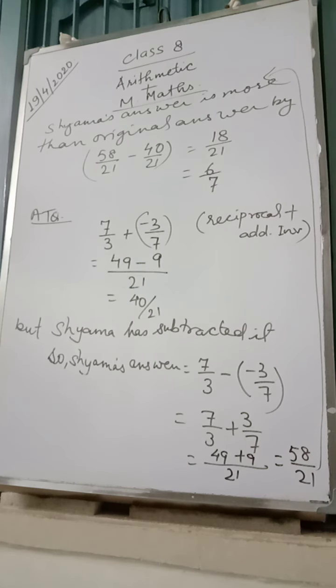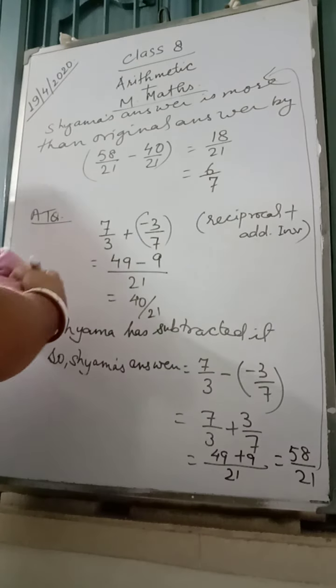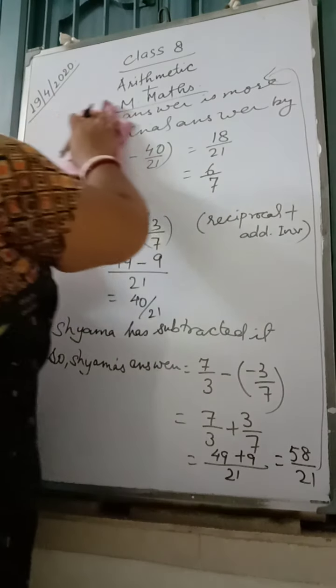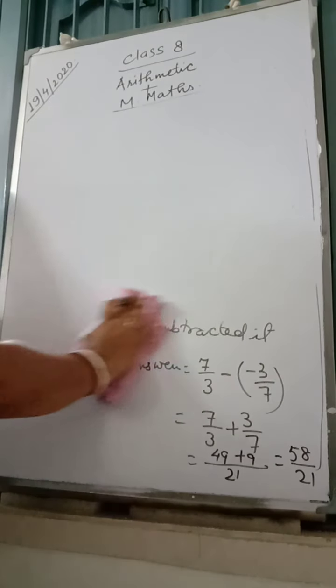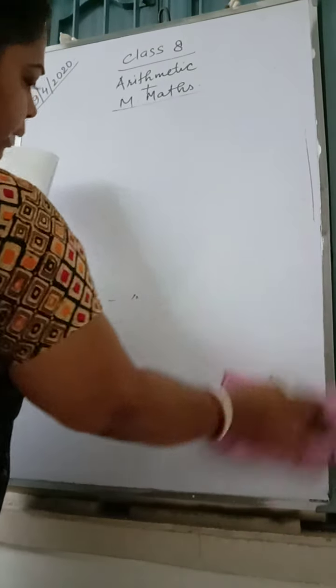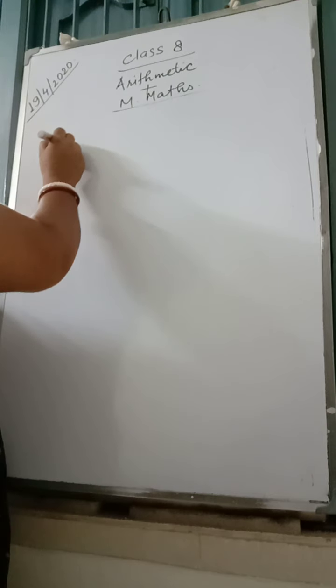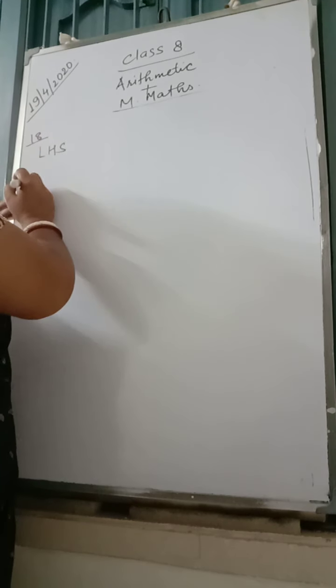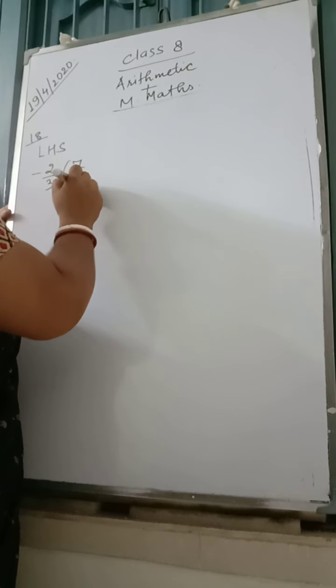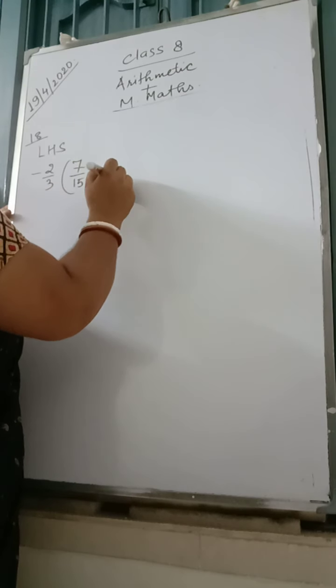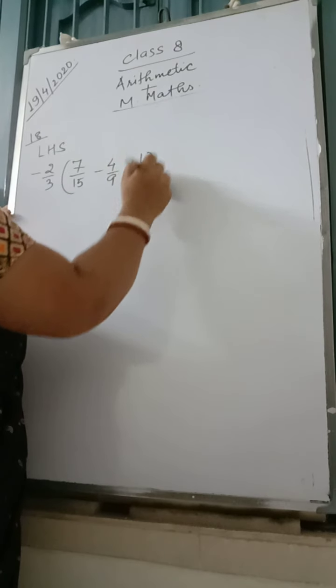Now number 18, you have left hand side and right hand side. The left hand side is written in the multiplicative way, and the right hand side is given in the distributive way. You have to prove that both sides are equal. Look at question number 18. Prove that LHS is minus 2 by 3 into 7 by 15 minus 4 by 9 plus 1 by 6.